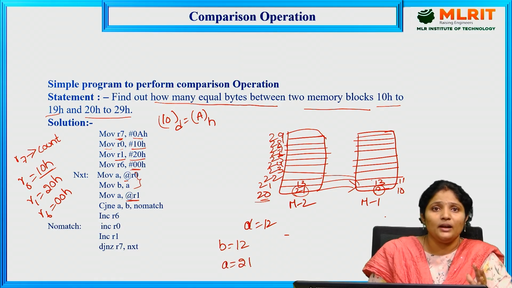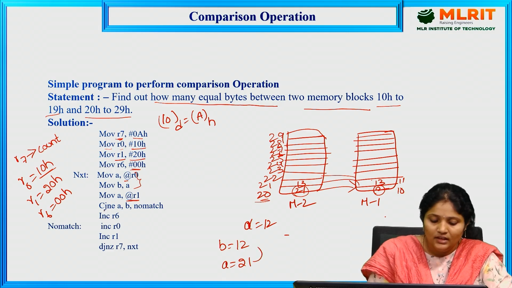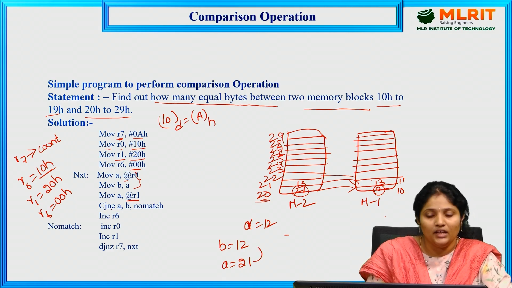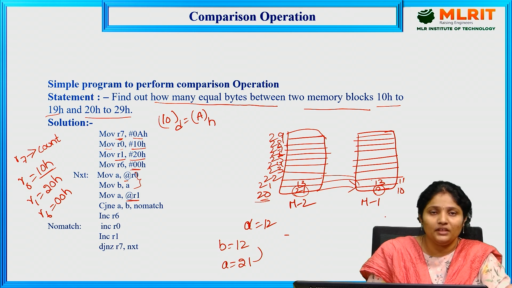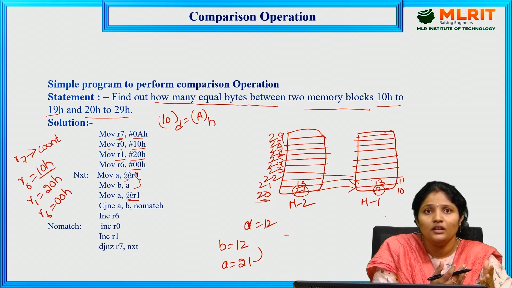Now I need to compare these two registers, right? We need to compare. If it is equal, then we need to increase the count. Here now see CJNE. CJNE is compare and jump. It is a conditional loop that I have already explained in the previous videos on branch instructions. If the condition is satisfied, then the controller needs to move to the address or the label specified in the instruction itself.